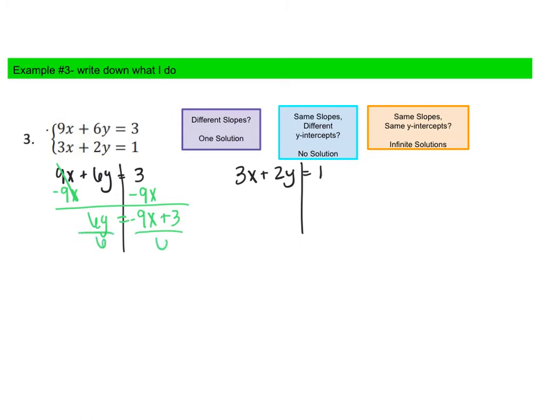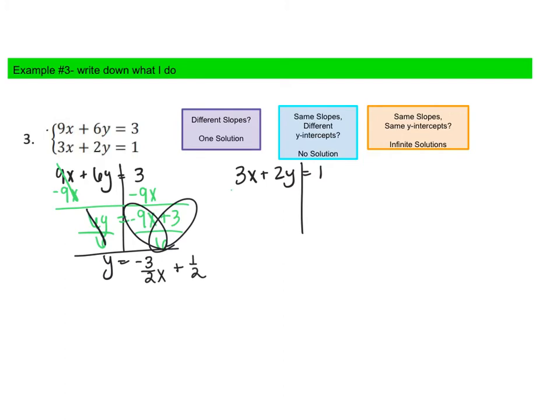Divide both sides by 6. Cancels, I'm left with y equals negative 9 over 6 reduces. You could leave it as negative 9 over 6 if you want, but I'm going to just reduce it so it becomes negative 3 over 2. And 3 over 6 does reduce as well. That's just 1/2. Okay, so I got my first one down.